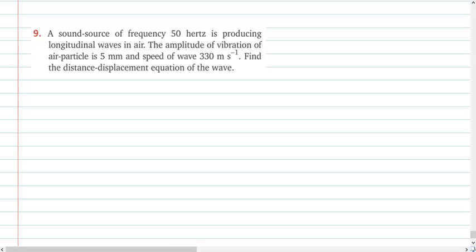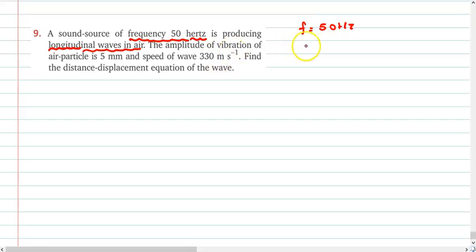A sound source of frequency... यहाँ पे sound source की frequency कितनी दे रखी है? Frequency दे रखी है 50 hertz. So we know the frequency is equal to 50 hertz, producing waves in air. What type of waves? Since it is a sound wave, this will be a longitudinal wave.